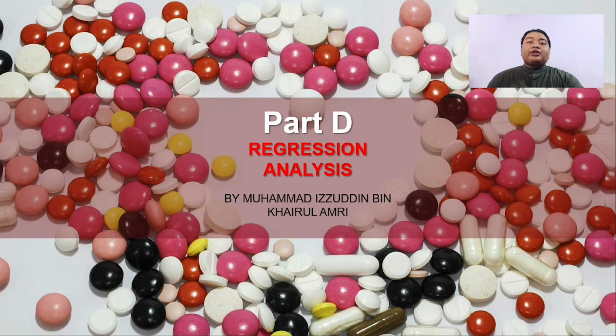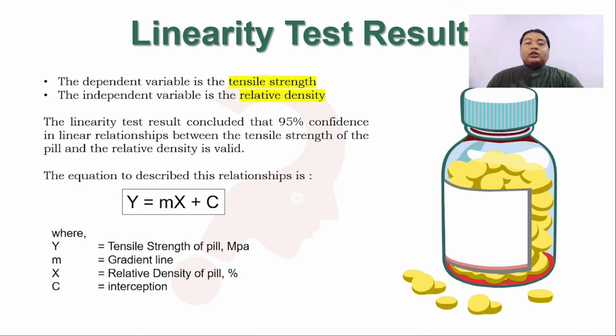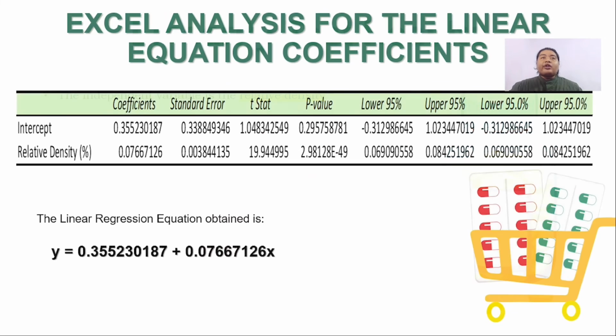My name is Muhammad Izuddin bin Amri. Now I will explain part D, regression analysis. From the question, we know that the tensile strength represents the dependent variable and the relative density represents the independent variable. From the linearity test result, we conclude with 95% confidence that a linear relationship between the tensile strength of the pill and the relative density is valid. The equation to describe this relationship is y equals mx plus c. Here is the Excel analysis for the linear equation coefficient and the linear regression equation obtained from Excel.